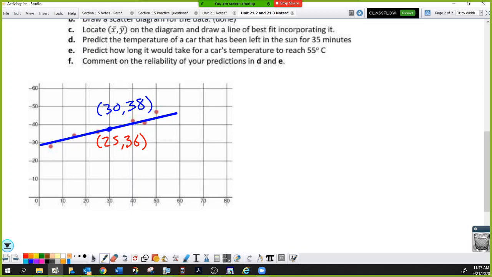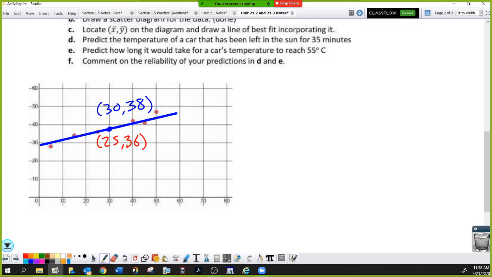So we could use some algebra 1 and write the equation for this, and then plug in, or we could just use our line, since it didn't ask us for our slope or anything, and use our eyeballs to predict how long it would take for a car's temperature to reach 55 degrees.